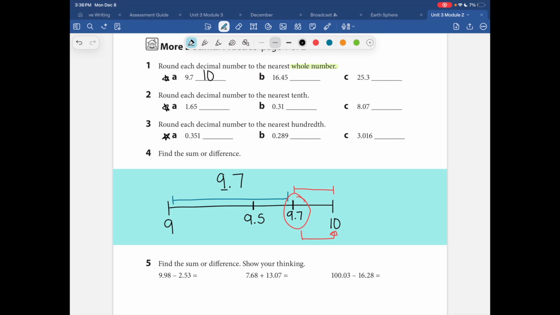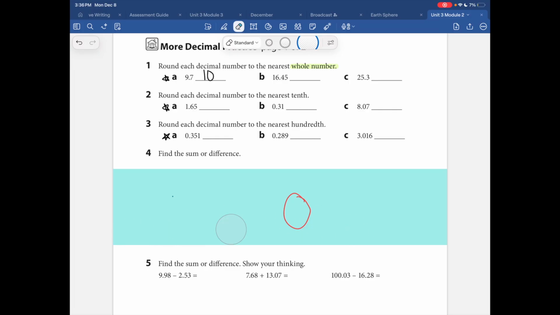Okay, moving on to number 2. There's my eraser. I wonder why it's not erasing. There it goes.